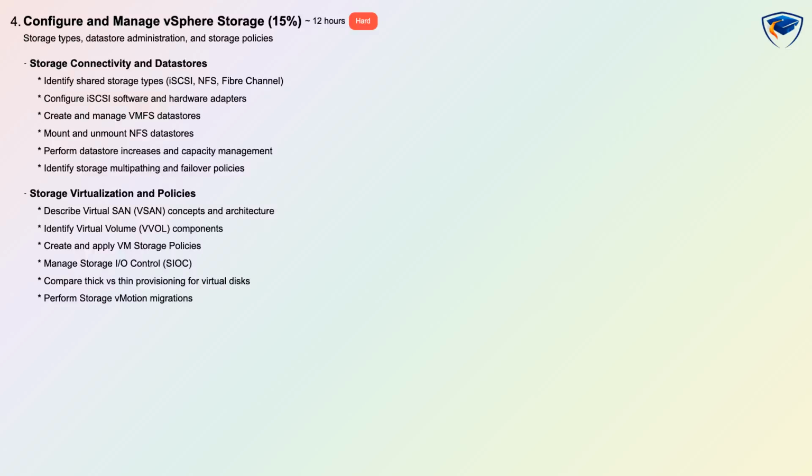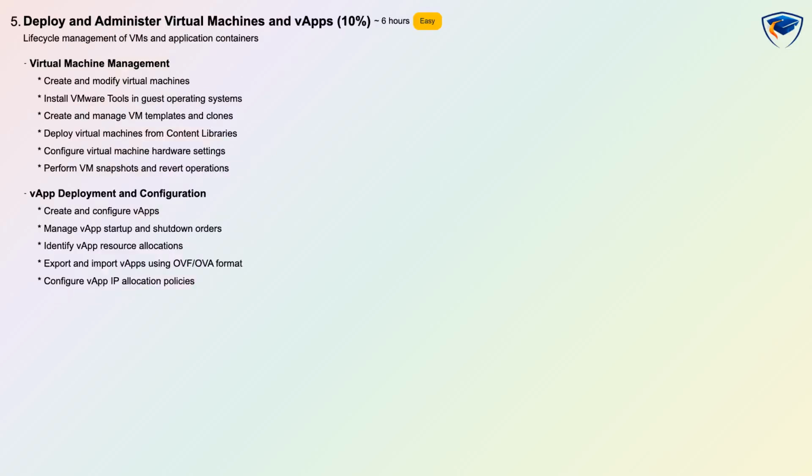determine appropriate HA and FT settings for specific scenarios, configure Distributed Resource Scheduler clusters, create and manage resource pools, and define VM-host affinity and anti-affinity rules. The third domain, Configure and Manage vSphere Networking, accounts for 15% of the exam.